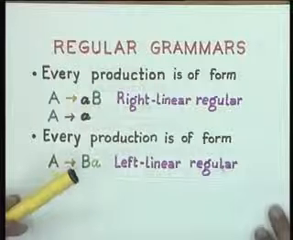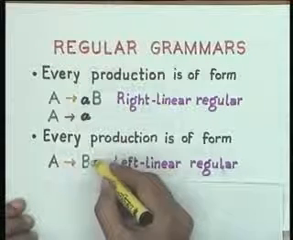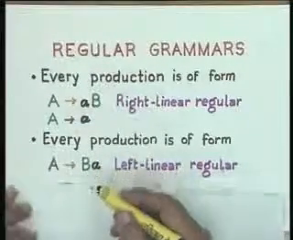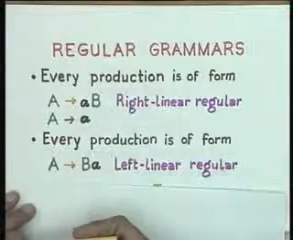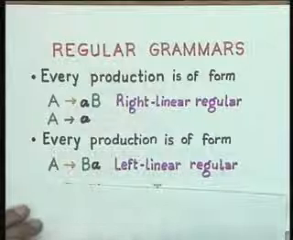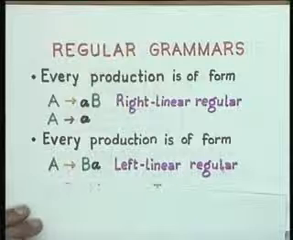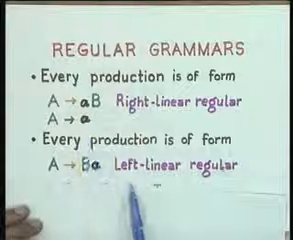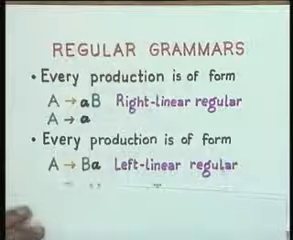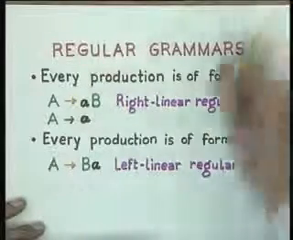Similarly, you might define a left linear regular grammar as one in which all the productions are of this form. And of course it has this terminal generation rule too. So every production is either of this form or of this form. Then you would say it's a left linear regular grammar. So let me write that out for completion.